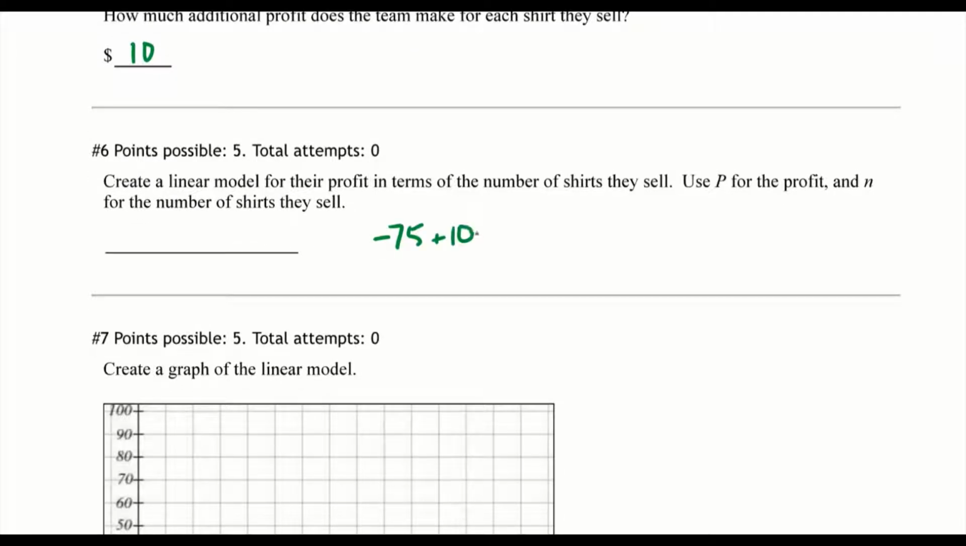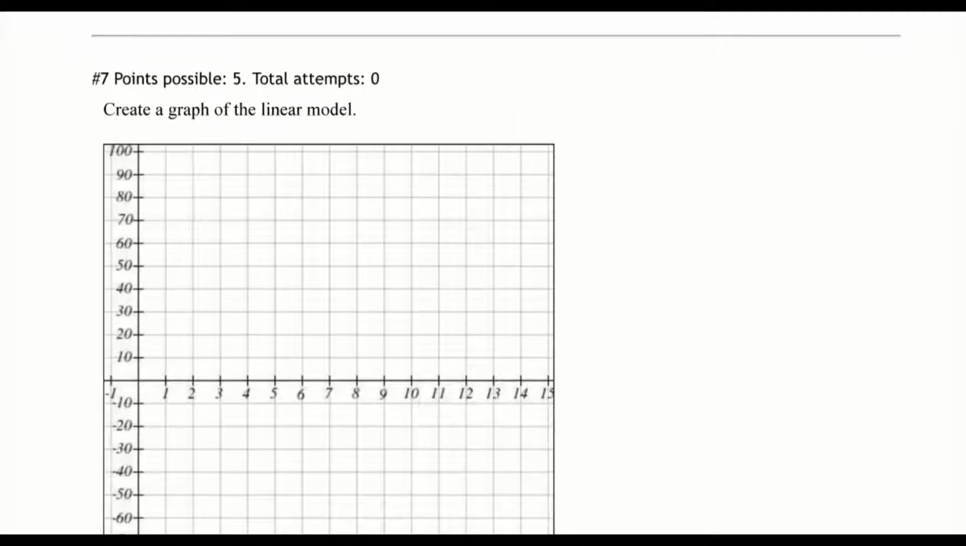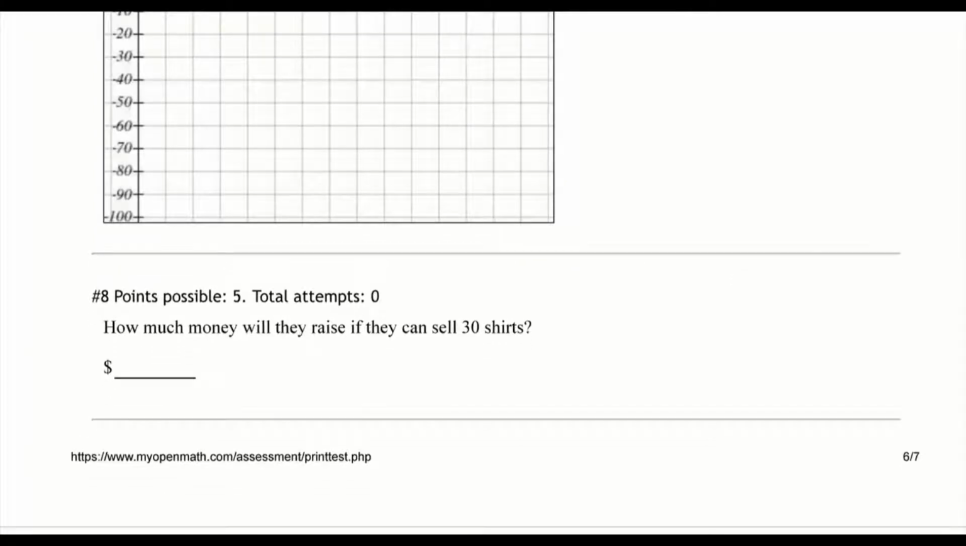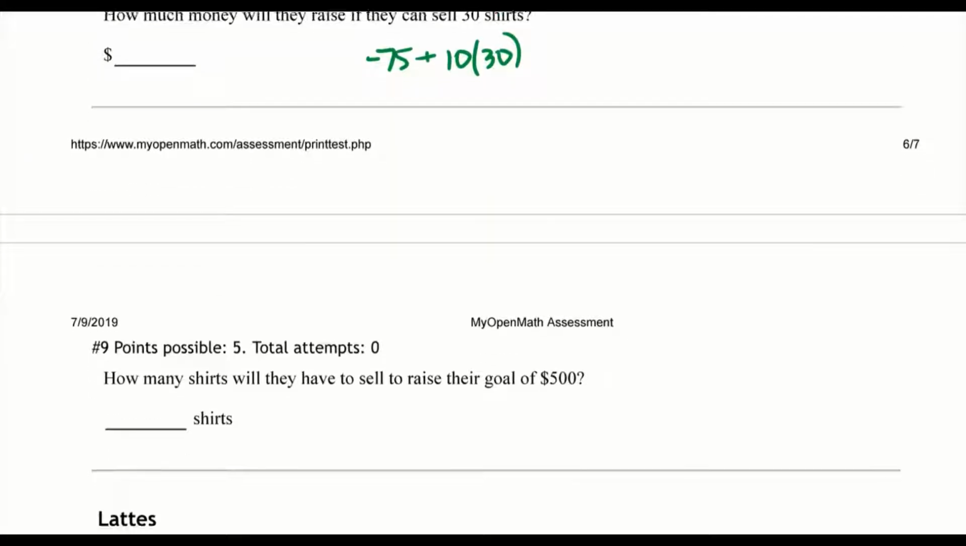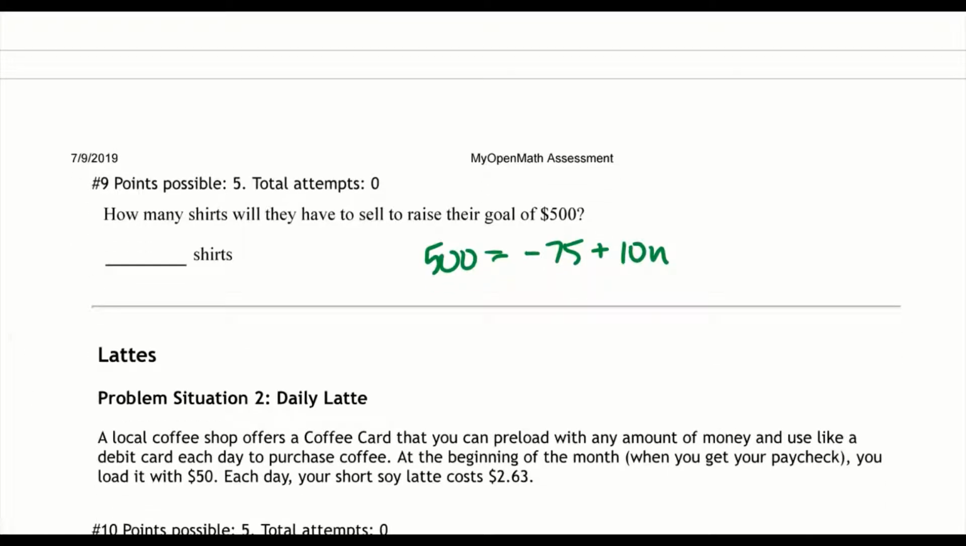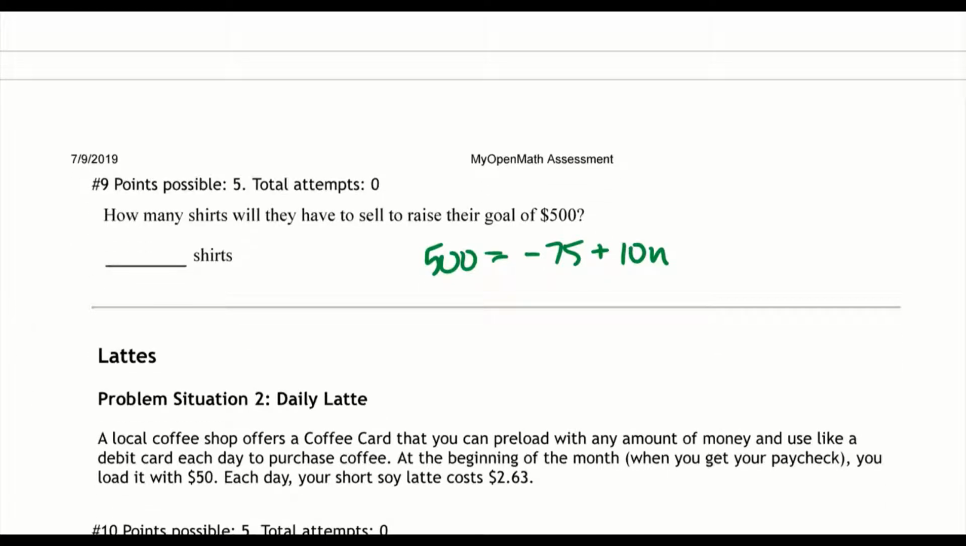Next one. So I was going to make a linear model. I would say negative 75 plus 10n. So I always have to start at the negative 75, and then I can go up 10 each time. So that's what I would graph. If they sold 30 shirts, I could just plug that in for n, and then it'll give me the answer. To figure out how long it'll take them to get to their goal of 500, I would plug in 500 for p, and then solve for n.